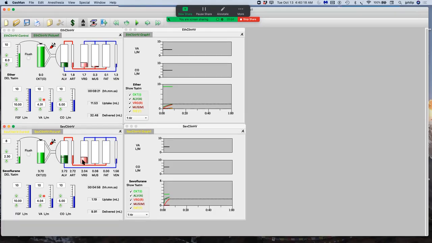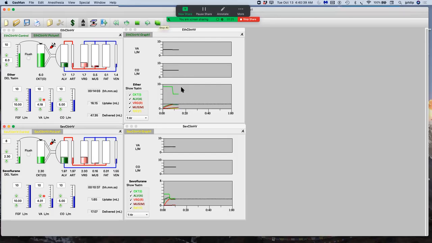ether. And we get it there also in sevoflurane. Sevoflurane had a little bit of overshoot in the alveolar concentration. Ether did not. We can see that on these two curves as well. At this point, I'm turning down the vaporizer to a more reasonable value and continuing the simulation.